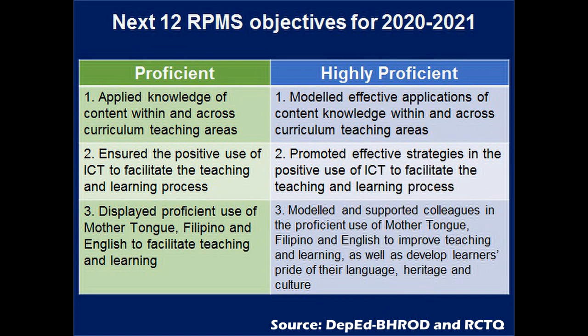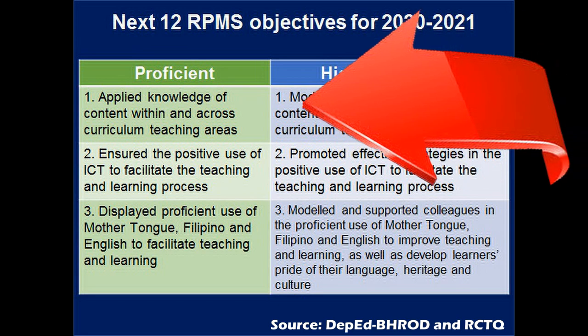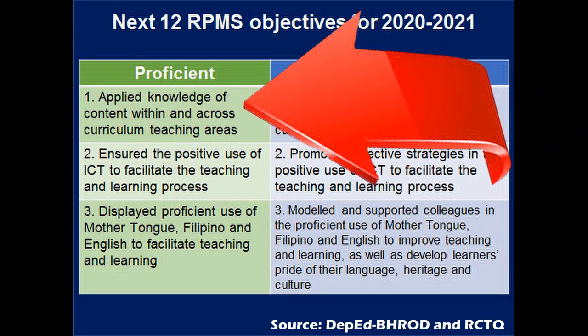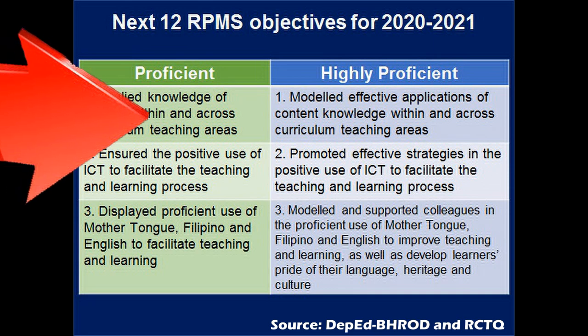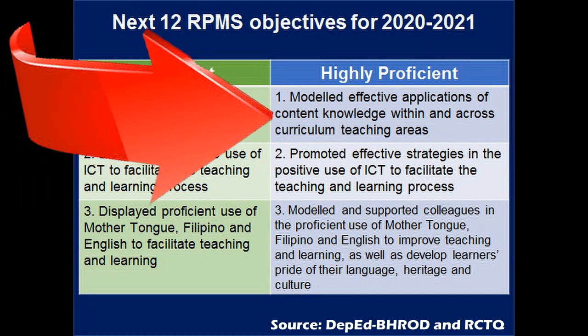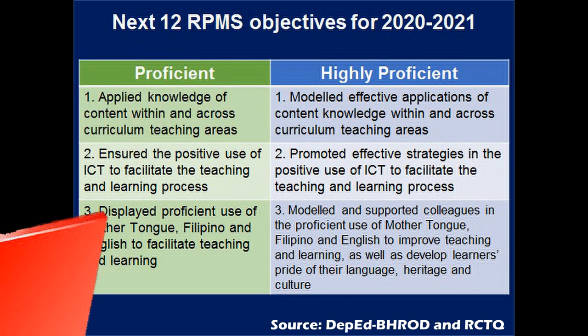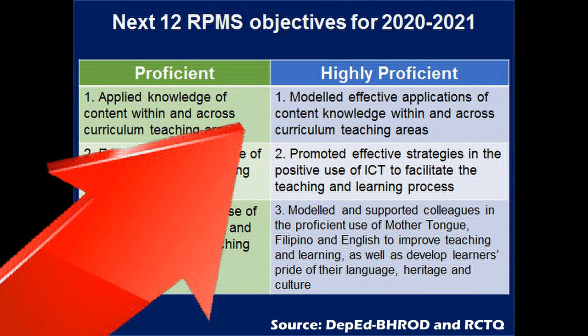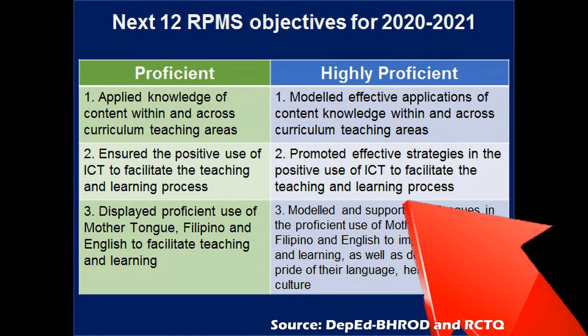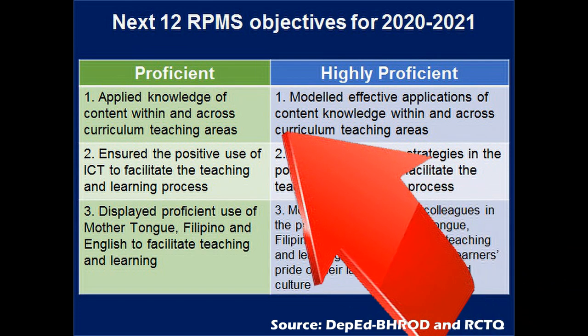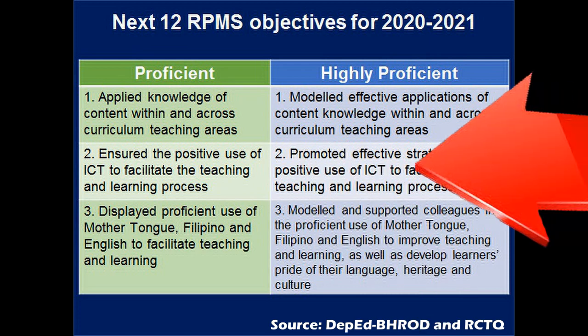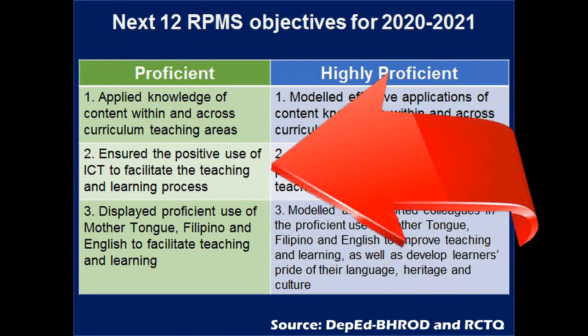The first indicator for the proficient teacher is to apply knowledge of content within and across curriculum teaching areas, while the highly proficient teacher models effective applications of content knowledge within and across curriculum teaching areas. Notice that objective number 1 on content knowledge is repeated for RPMS school year 2020-2021. Since this indicator focuses on the content, which is considered vital in instruction, this will always be included as a priority every school year.